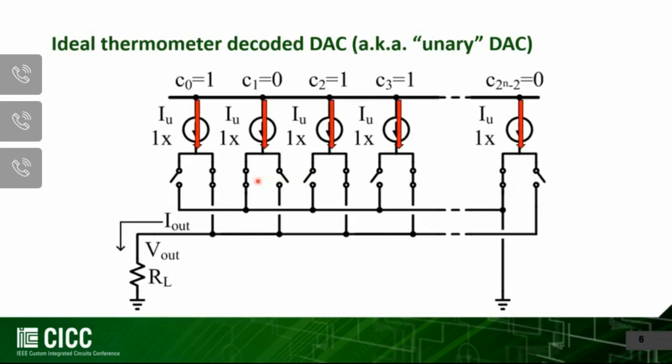So here we have an animation. We have all of our unit currents. They are all the same. However, depending on the state of the thermometric code, this will end up to the load or they will end up to the ground.